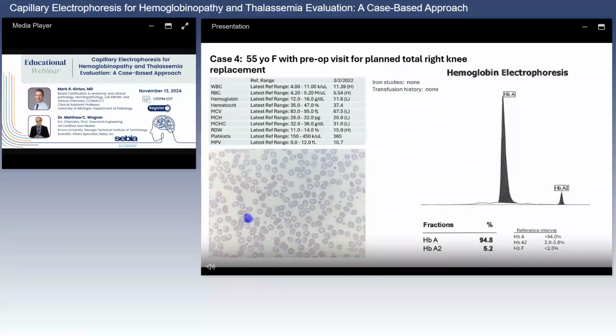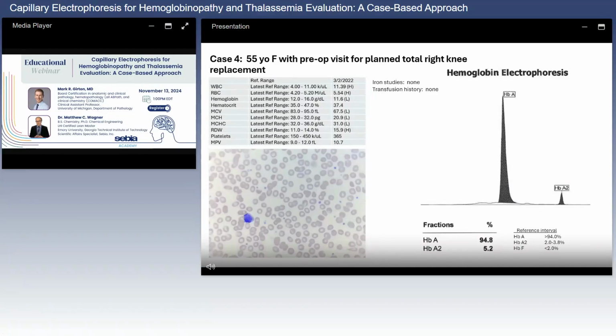Case 4. It's a 55-year-old female with a pre-op visit for a planned total right knee replacement. On the right side, the electrophoregram shows two peaks, hemoglobin A and hemoglobin A2. We see that hemoglobin A2 is elevated above the top of the reference interval of 3.8% at 5.2%.